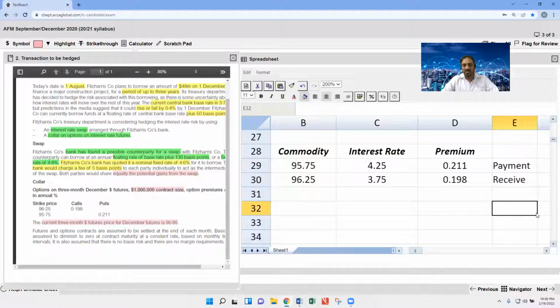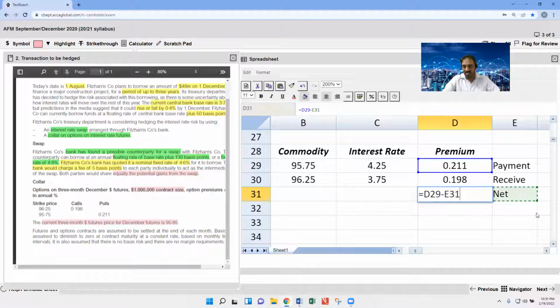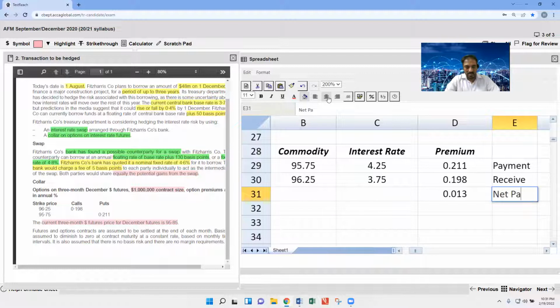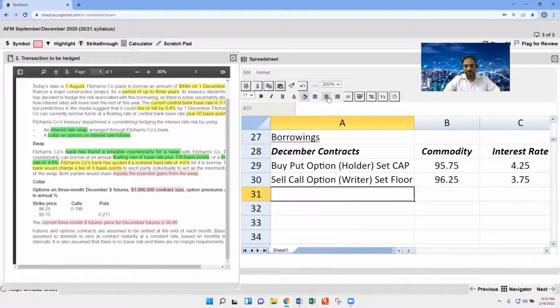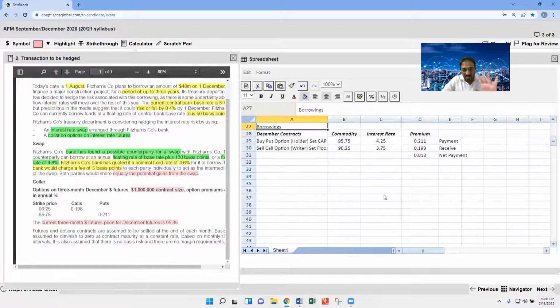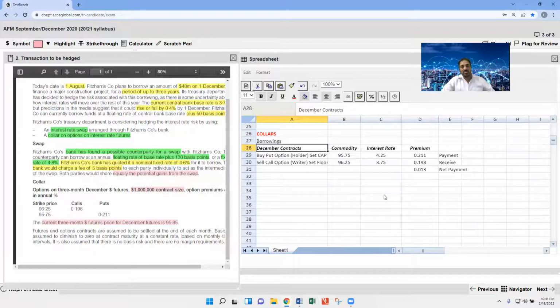Receive. Have to pay, have to receive. So here, what is the net amount? It is equal to 0.211 minus 0.198. That is the net payment. That is free marks. These are free marks till now.